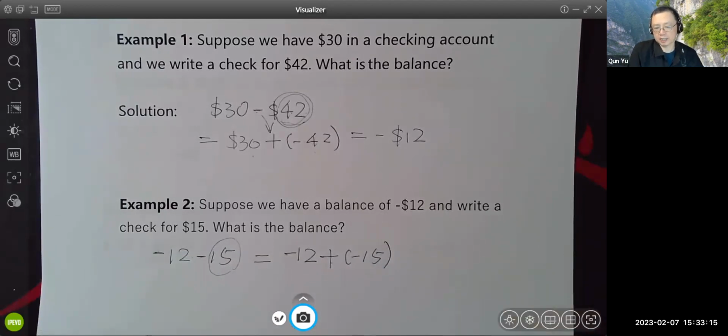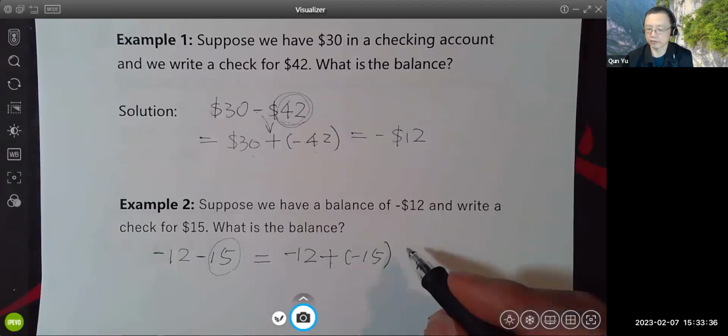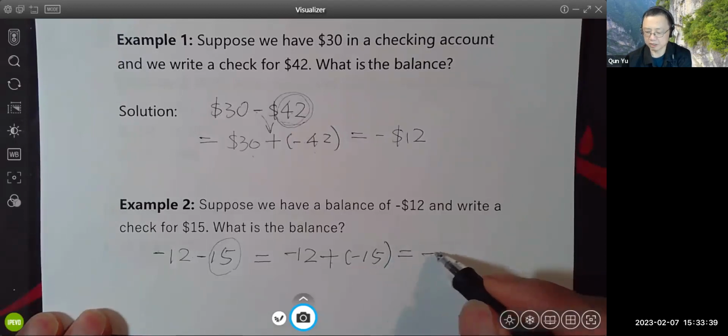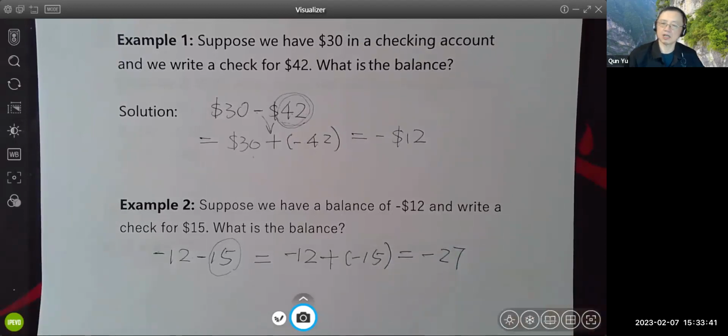Now we learn from addition of integers. When the two numbers have the same sign, it doesn't matter whether they're positive or negative. As long as they have the same sign, they are in the same direction, and the total value will add up in that same direction. So we get an even bigger negative number, which is 27. So after writing another check for $15, the balance will become $27 in deficit, negative $27.